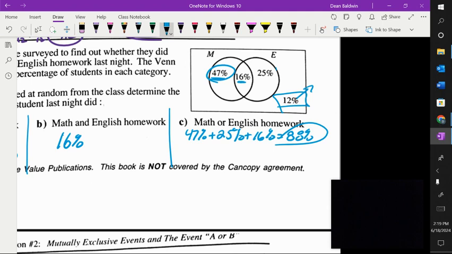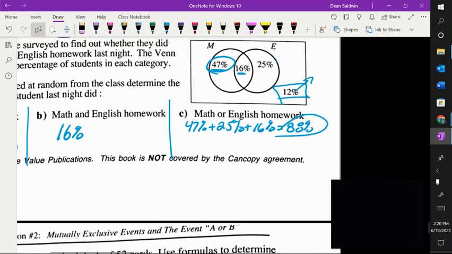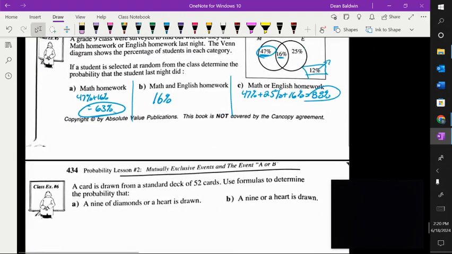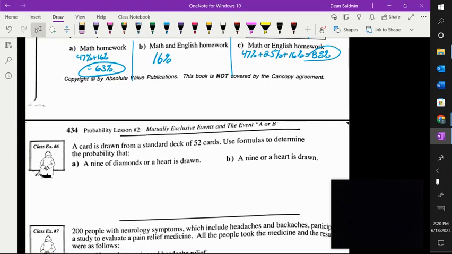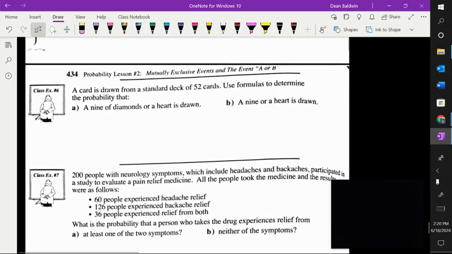Okay? So this is a genuine question though. So or would encompass people who did both as well, unless they specified. Like, they would say, did math only, or did English only. You could say that. That would exclude the middle bit, right? But if you say did math or English, wouldn't it be an exclusive or though? Yeah, it would. It's just not specifying whether or not it's exclusive or inclusive.